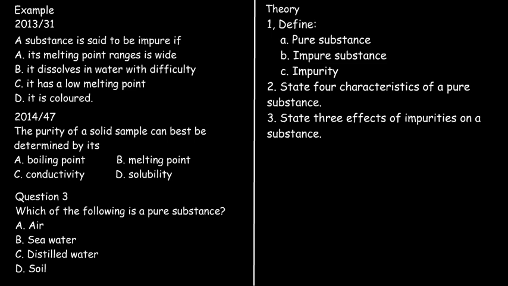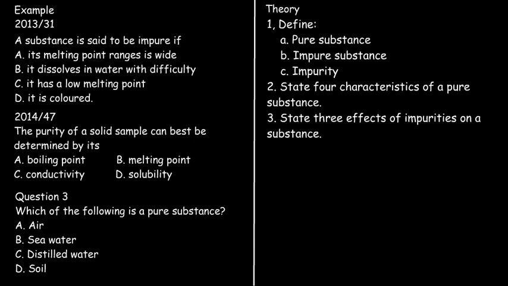We have some theory questions. Number 1, define A. pure substance, B. impure substance, and C. impurities. A pure substance is a substance that has only one type of particle and has a fixed composition, while an impure substance is a substance that has unwanted particles which are known as impurities. That is, a pure substance that has other impurities is known as an impure substance. An impurity is a substance in a pure substance which is unwanted, basically.